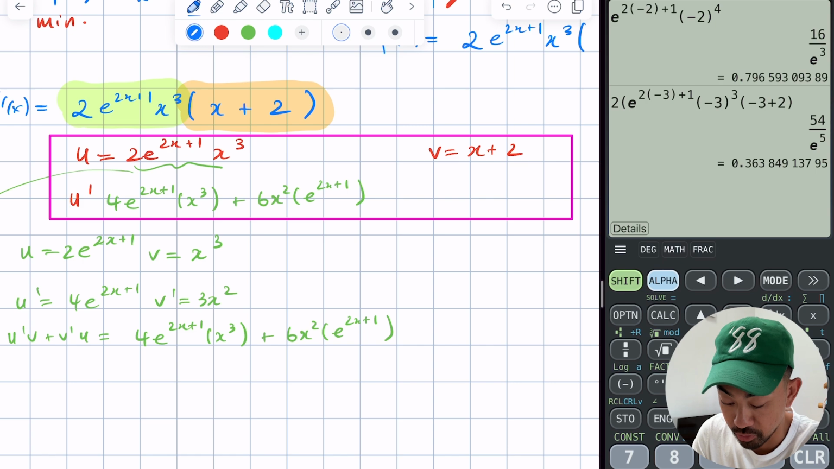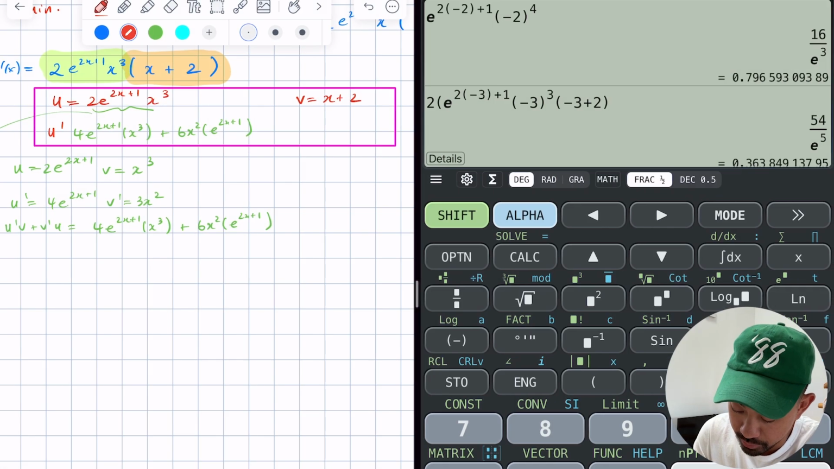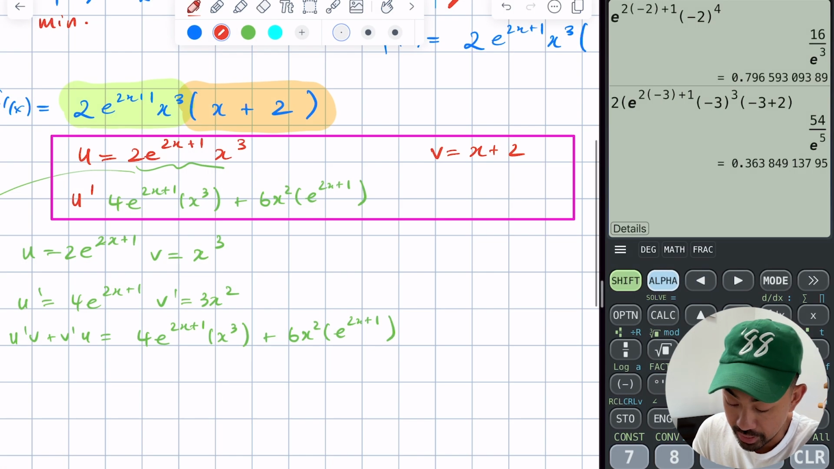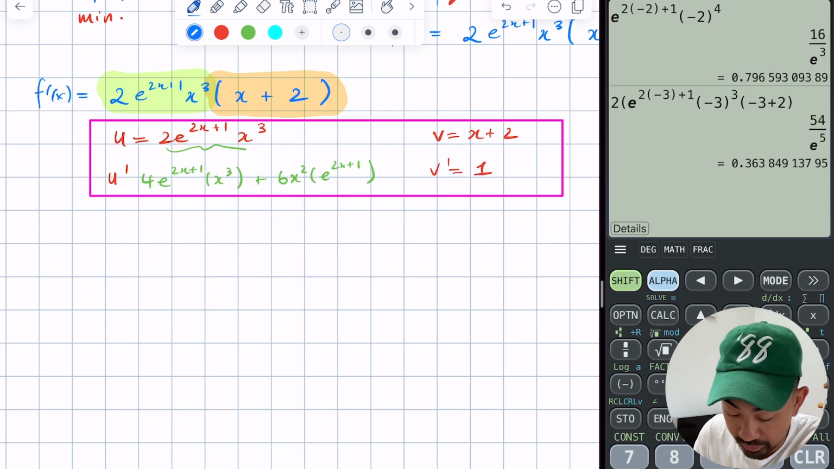Okay, so I've just boxed that up so hopefully you can see it a bit clearer. And then back to here, and then back to this box. So v dash will be just 1. So now I've cleaned it up a bit. Let's just bring this all together.